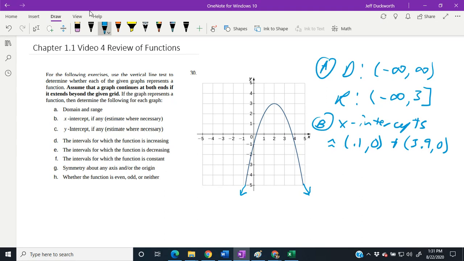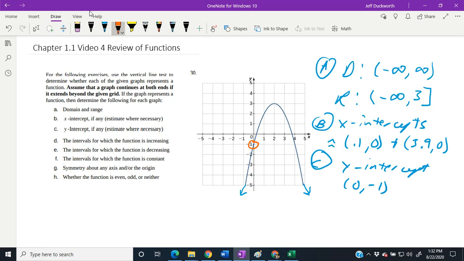Y-intercept, it looks like it goes through -1. So the y-intercept, 0 and -1. And you can see that right here. That's the point of interest that we're looking at for the y-intercept, where it crosses the y-axis.